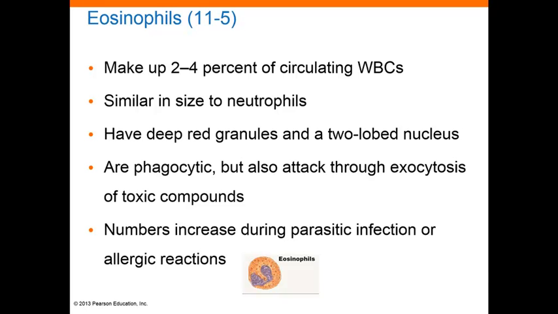Eosinophils are phagocytic, but they typically attack through exocytosis instead of phagocytosis. And they do this by releasing the toxin components of their granules. So you'll see an increase in eosinophil populations during parasitic infections or during allergic reactions.